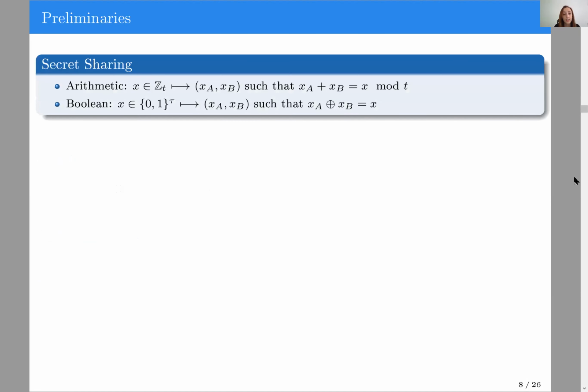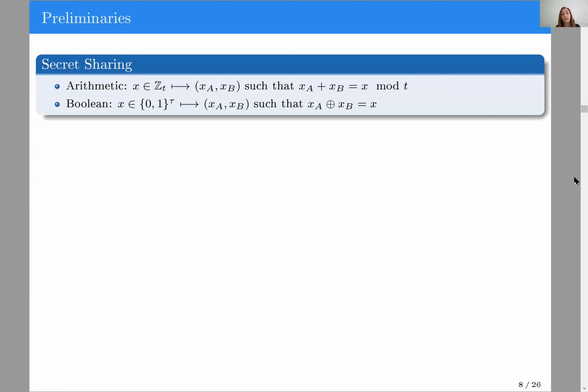Okay, so let's start with some preliminaries, the ingredients that we use in order to build SANNS. As I said, we're going to use multiple cryptographic primitives, and the first one is secret sharing. We use two flavors of secret sharing, arithmetic and Boolean. In arithmetic secret sharing, we share integers modulo t. This is a two-party computation protocol, so we produce two shares, xa and xb, such that their addition is equal to x modulo t.